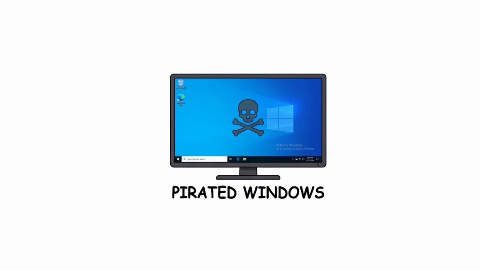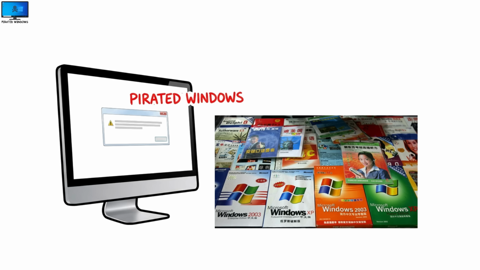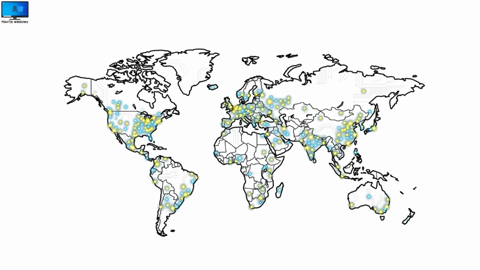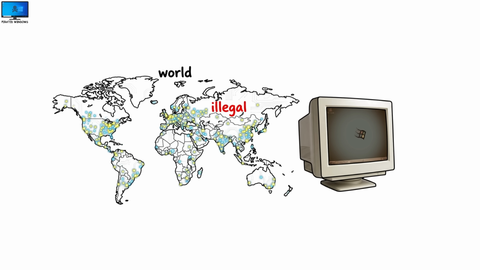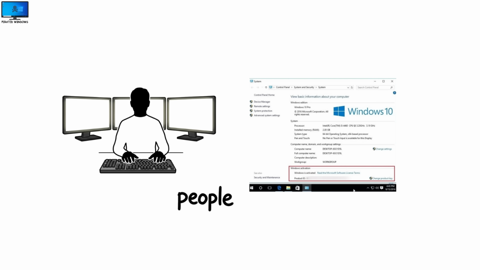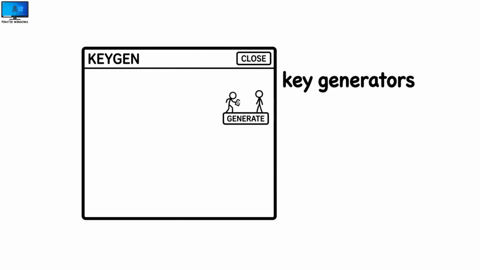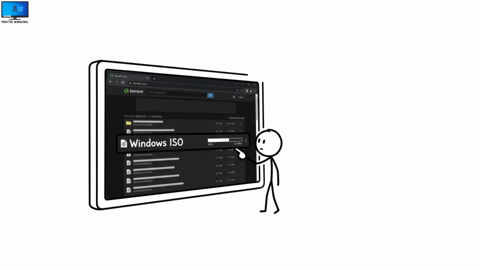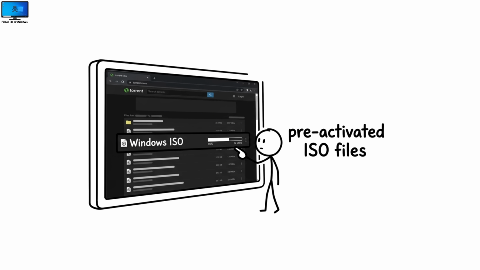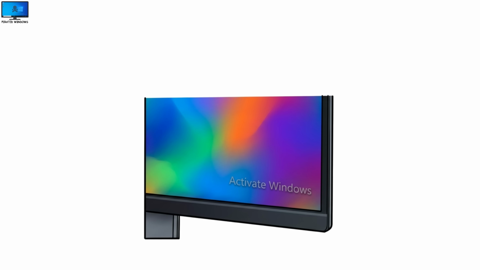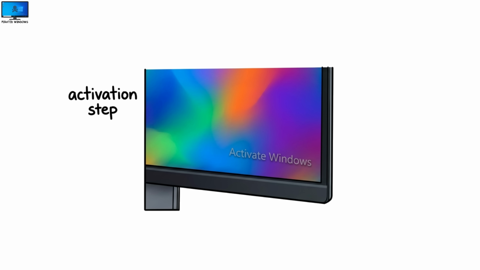Pirated Windows. Pirated Windows is a copy of Microsoft Windows that someone uses without paying for a license. This is probably the most common illegal operating system situation in the world, and it has been going on since Windows 95. There are a few ways people do it. Some use key generators that create fake activation codes. Others download pre-activated ISO files from torrent sites. Some just skip the activation step entirely and live with the watermark that says Activate Windows in the bottom corner.